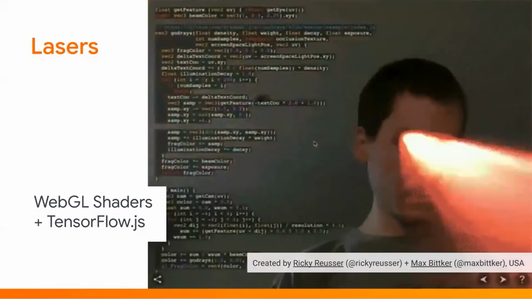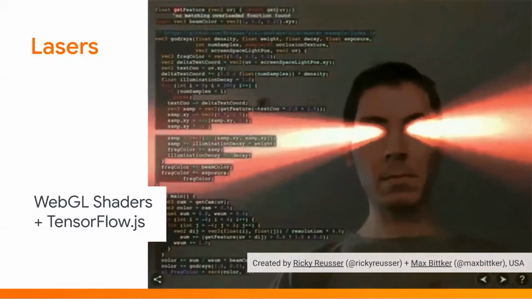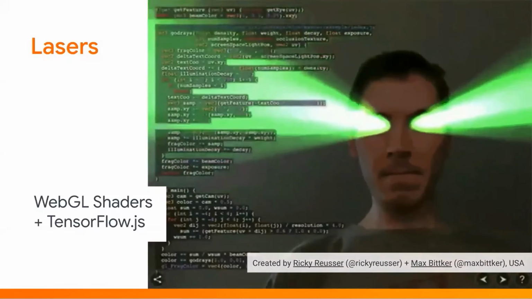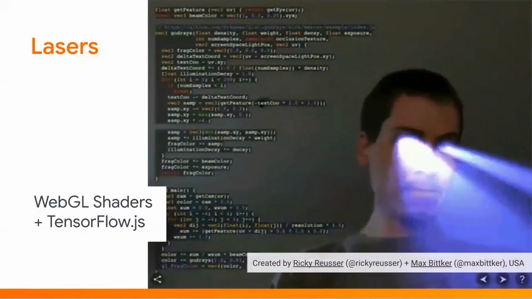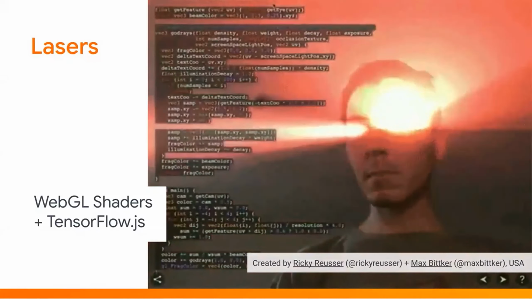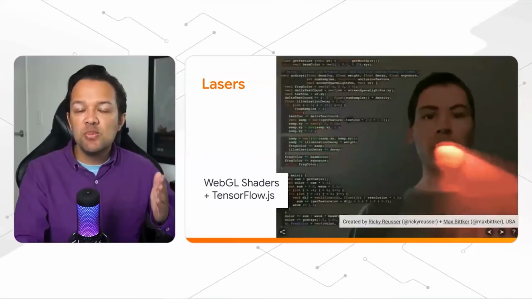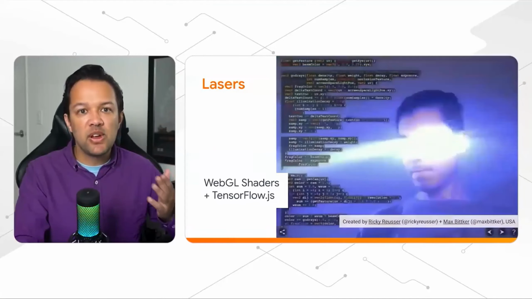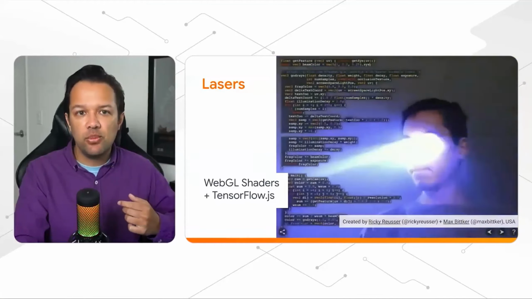Next, lasers. Another member of the community combined his love of WebGL shaders with TensorFlow.js to enable him to shoot lasers from his eyes and mouth. This uses the face mesh model we just previously saw to run in real time in the browser without any issues. Whilst this is more of a fun demo, you can imagine using this for a movie launch to amplify reach with a creative experience for fans or more.